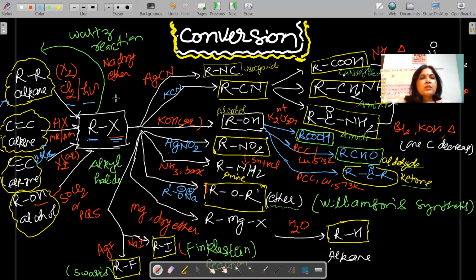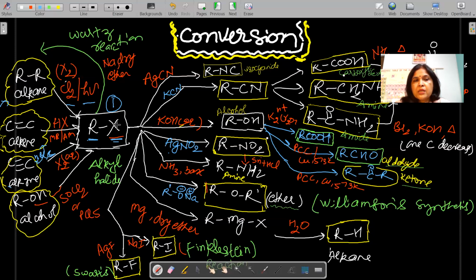So now, what is our first target? Our first step is formation of alkyl halide, and this alkyl halide can be formed from alkane, alkene, alkyne, or alcohol by adding a suitable agent: from alkane, halogenation with sunlight; alkene, hydrohalogenation; alkyne, reduce and then hydrohalogenation; from alcohol, SOCl2 or PCl5. So this was our first step. After getting alkyl halide, we can do so many conversions. We can go for so many steps.